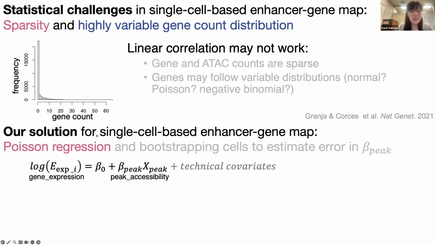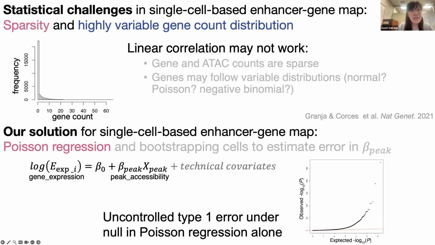So our solution to create such a method is first to use Poisson regression, which can describe the very sparse count-based data in both gene expression and peak accessibility data. So we associated the gene expression from RNA-seq with peak accessibility, accounting for some technical covariates such as batch effect, by assuming the Poisson distribution. So we essentially did the Poisson regression. However, when we did this primary analysis, we observed highly uncontrolled type 1 error, or high false positive rates, under a null simulated dataset with the Poisson regression alone.